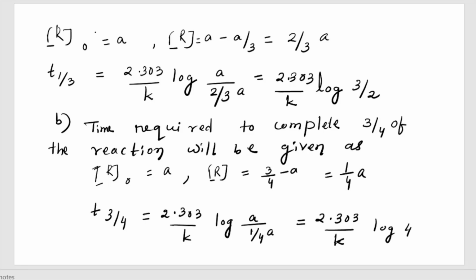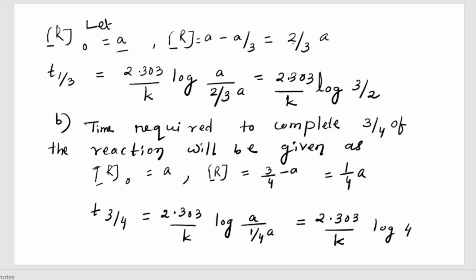Then R0 equal to a. Let you put R0, that means initial concentration, that is why R0, with molar concentration sign. If the value is a, then R equal to how much? a minus a by 3. Initial concentration a, minus a by 3.